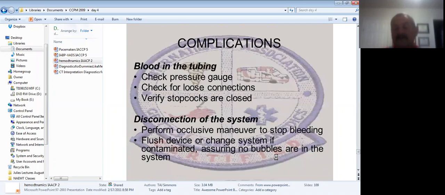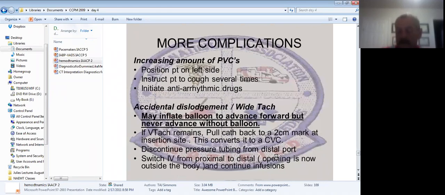Again, some complications that can occur. Blood in the tubing. If you have that, check your pressure gauges, check for loose connections, and verify that the stopcock did not accidentally get hit. If you have a system disconnect, you want to perform an occlusive maneuver to stop the bleeding, flush the device again, and get it working again.